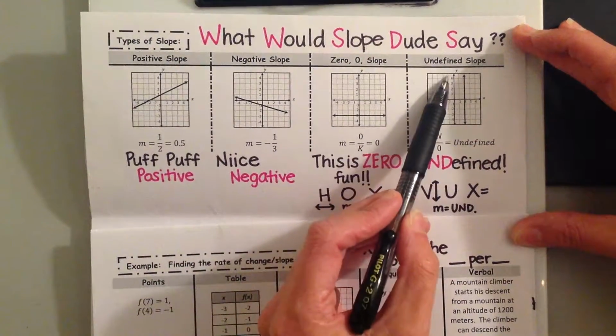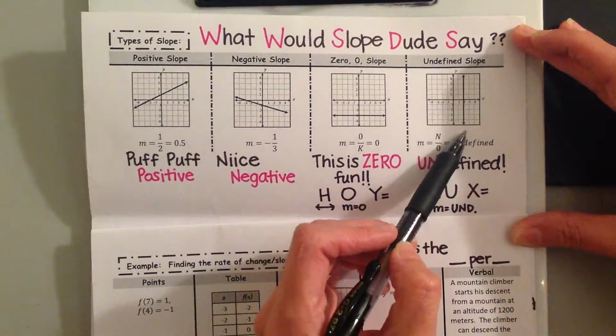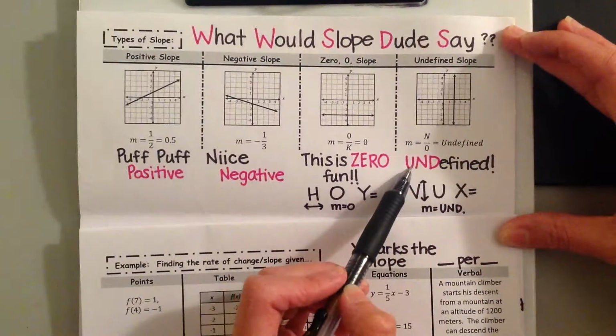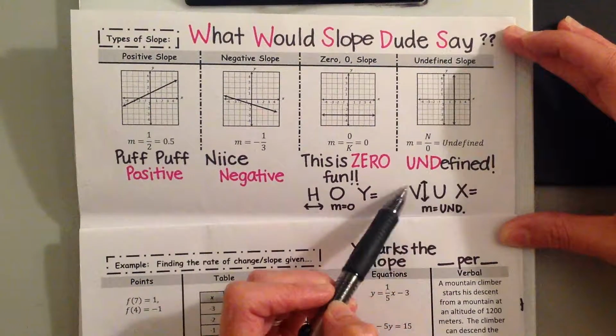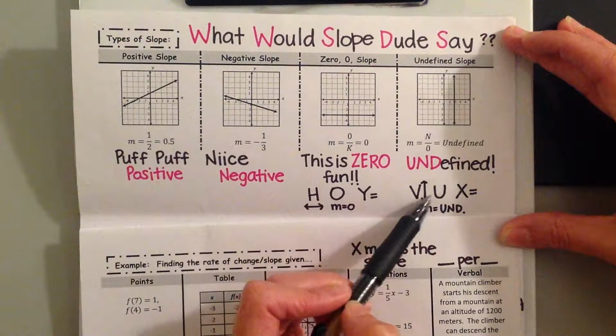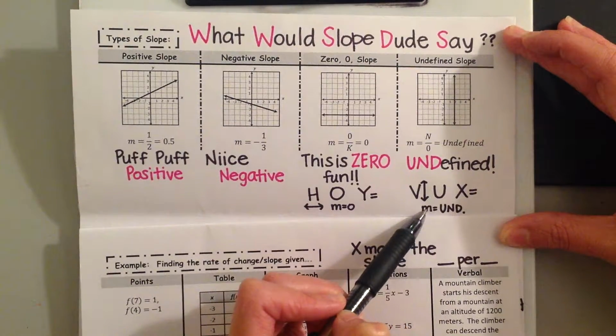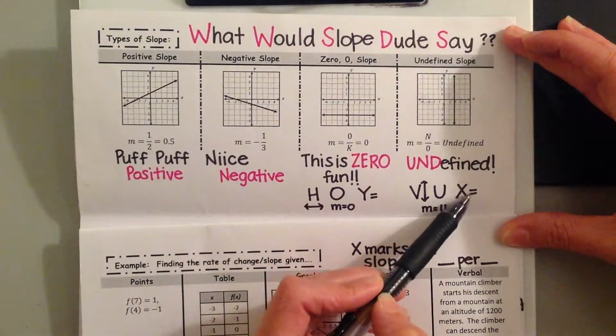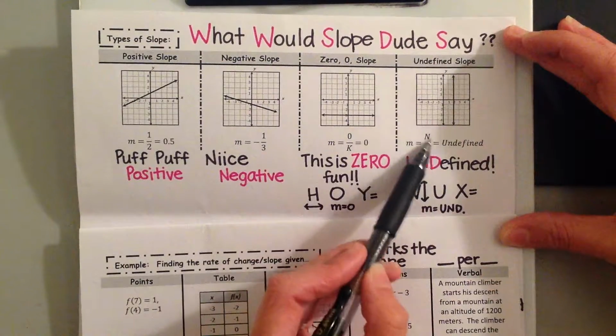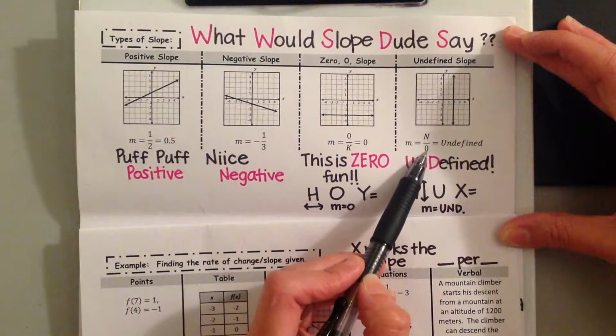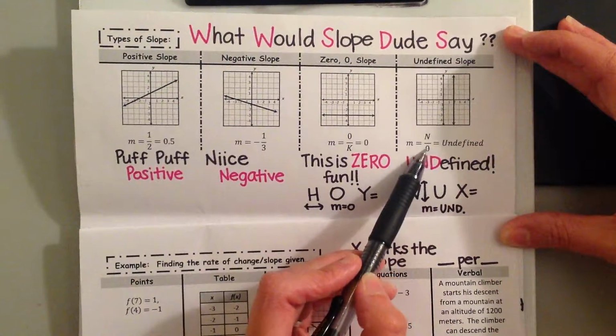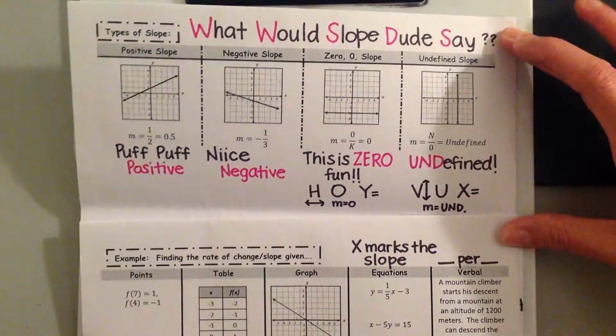And then undefined slopes, those are your up and down lines. Up and down lines, those are your VUX, your vertical lines. The U in VUX is supposed to remind you that the slope is undefined. Those are your x equals equations. And for rise over run, your zero is in the denominator because you cannot divide by zero. Your calculator will give you an error.